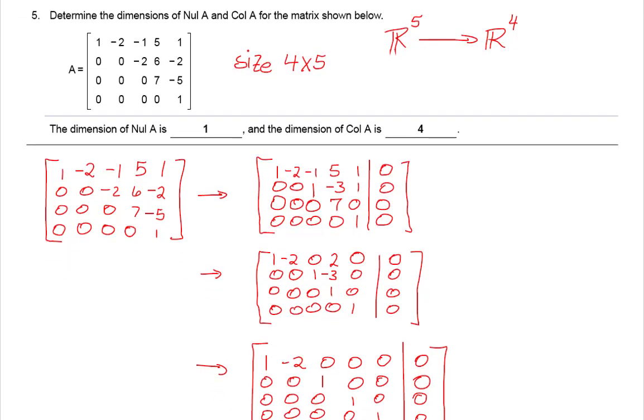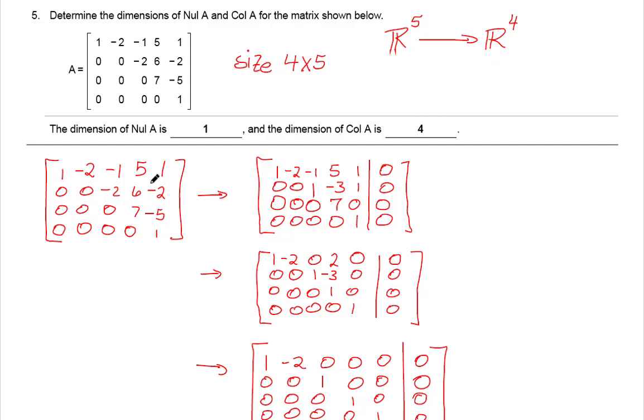All right. In question 5, we want to find the dimensions of the null space and the column space. Well, let's see. What size is this matrix? It has 4 rows. It has 5 columns. Therefore, it's going from R5 to R4. The reason I do that is I know that the dimension of the column space cannot be any more than 4. It could be less, but it can't be any more than 4.